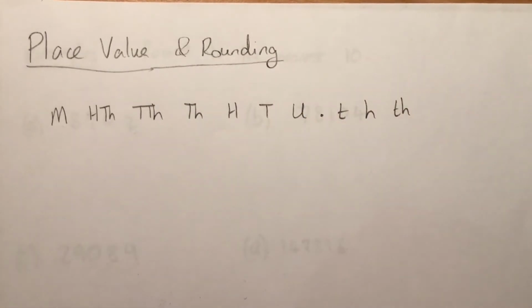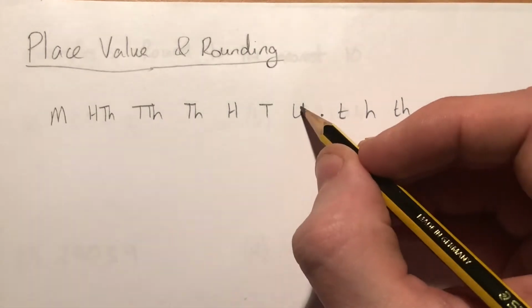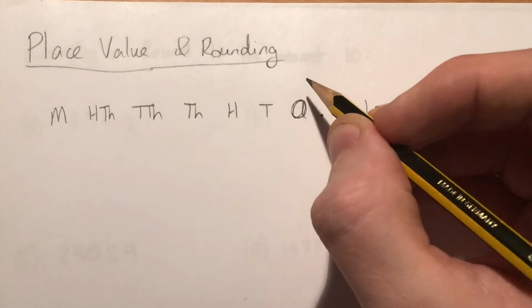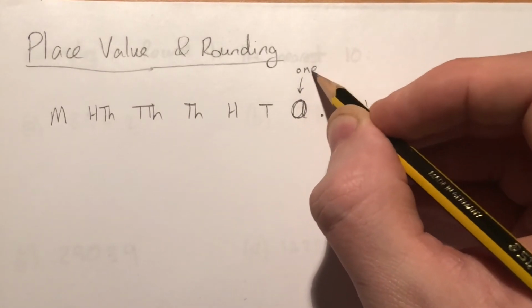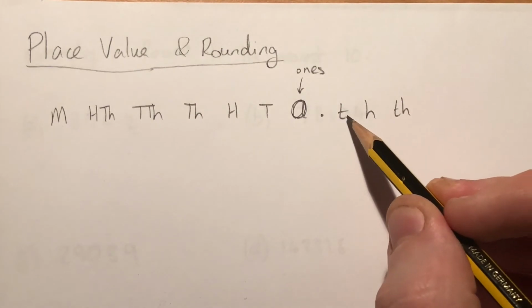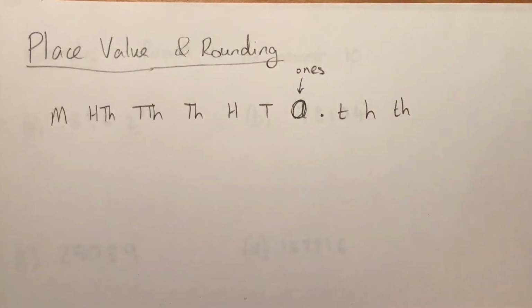Now, because the word units I'm going to be using as things like centimetres, kilometres, kilograms, and so on, I think that the word units can get mixed up quite a lot. So I'm going to change units that you're normally going to be used to seeing into O, which I'm going to stand for ones. Okay, we have our decimal point here, and then below we've got tenths, hundredths, and thousandths.